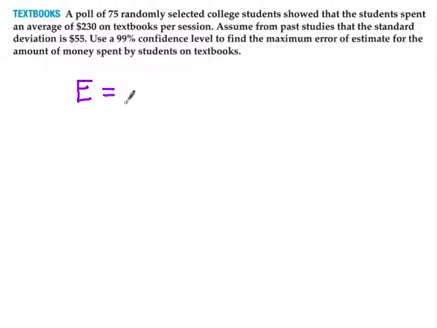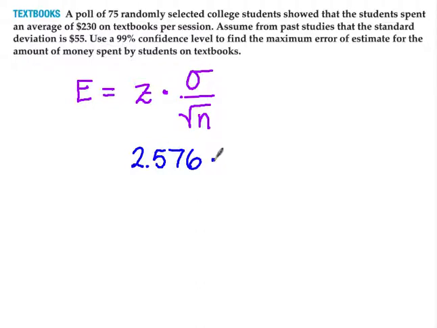E equals our Z value. Since they're dealing with a sample, we're going to use this formula right here. All we have to do is plug in what we know. It's a 99% confidence level. So from your table, what does 99% correlate to? 2.576, you said. What is the standard deviation in this problem? 55. Divided by the square root of how many people did we poll? 75. All we have to do now is calculate that, and that's our answer.